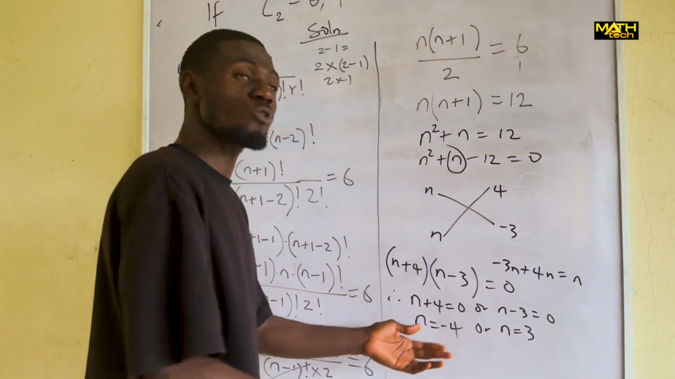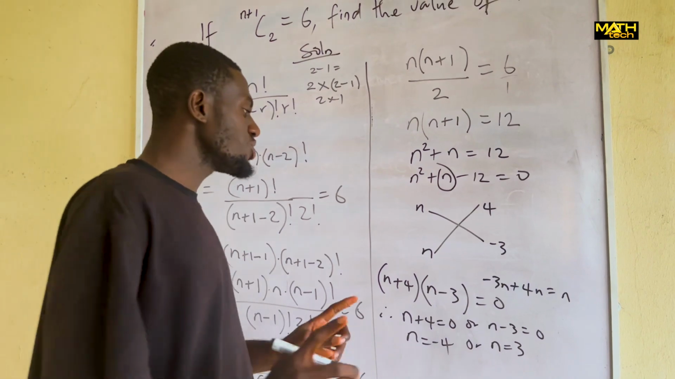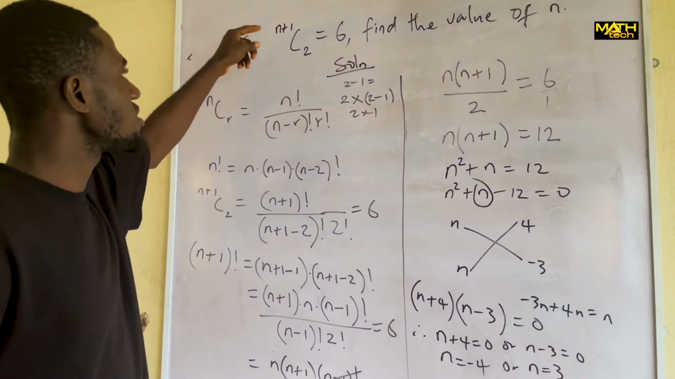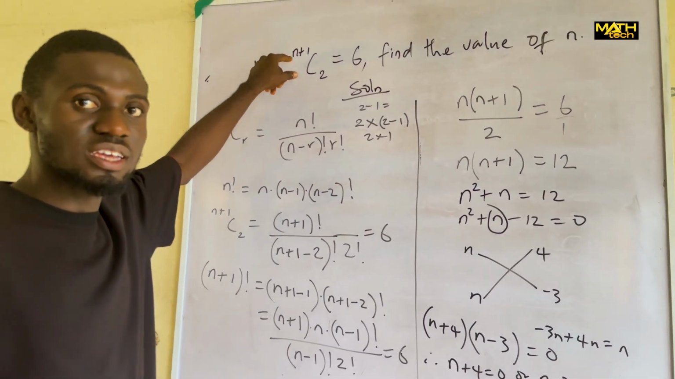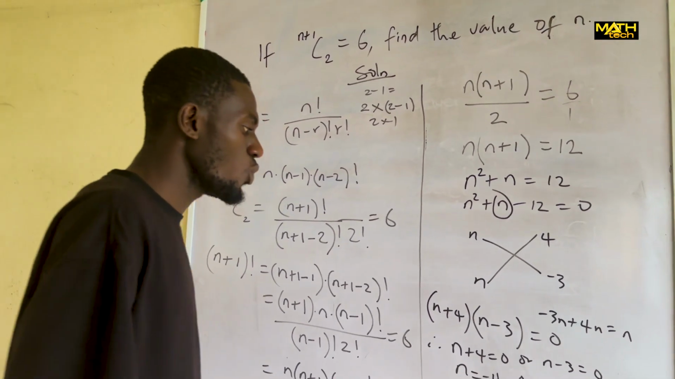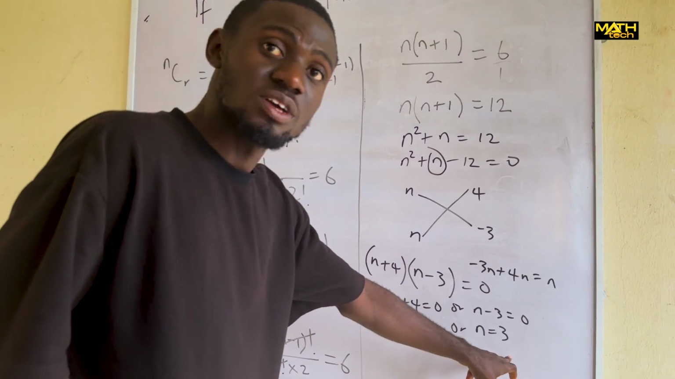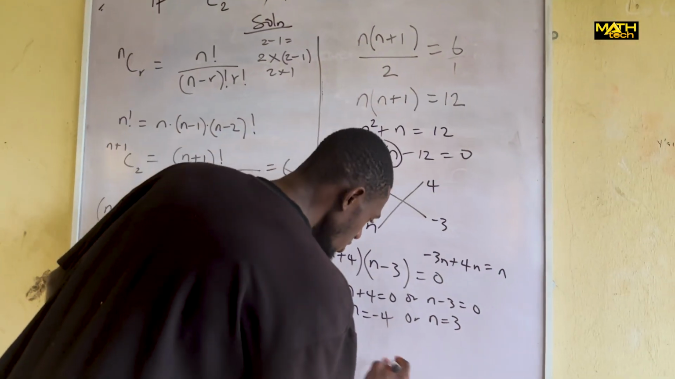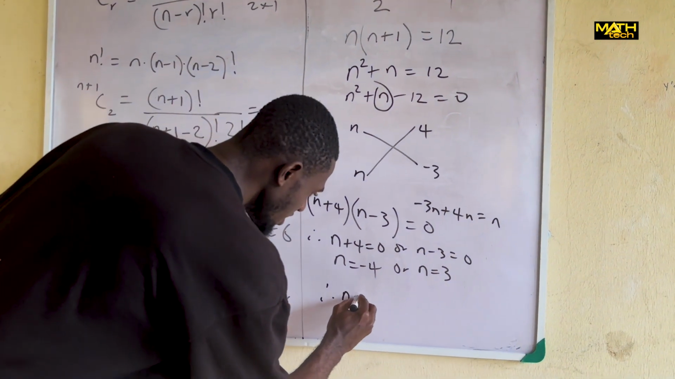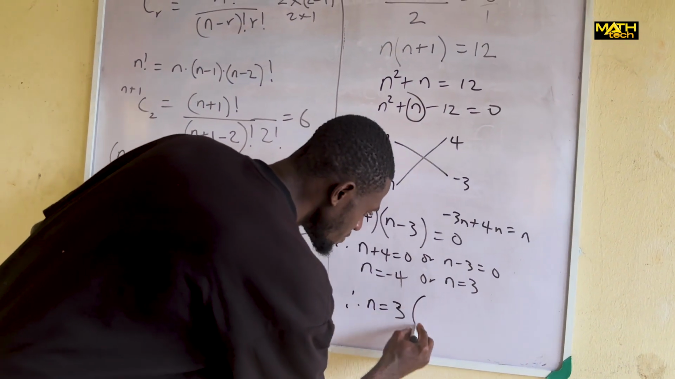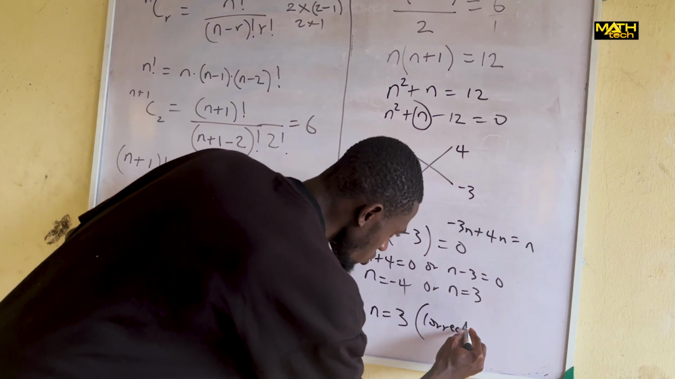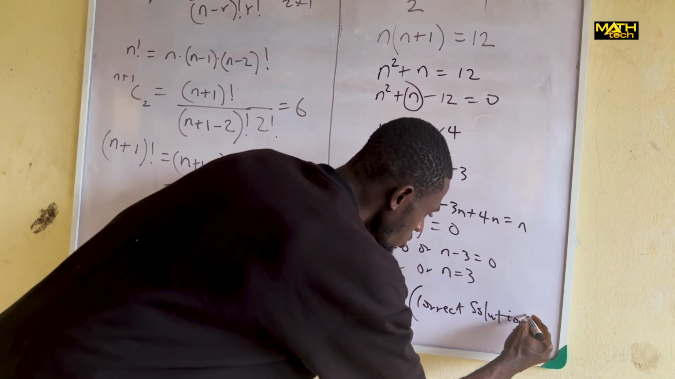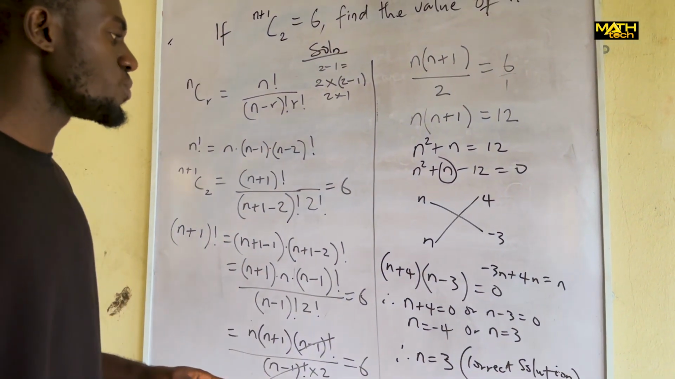Now we've gotten 2 values for n. Now to know the real value of n, you must know that the factorial cannot be negative. n here cannot be negative. So the correct value for this n here is what? 3. So therefore, n is equal to 3. So this is the correct solution. n is equal to 3.